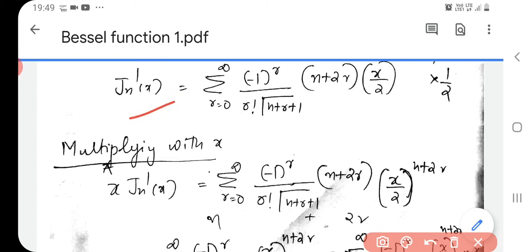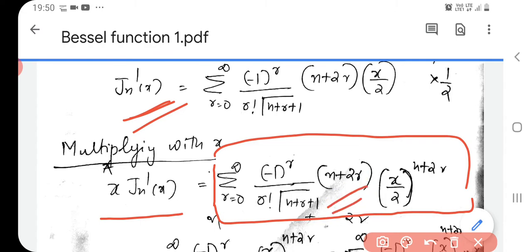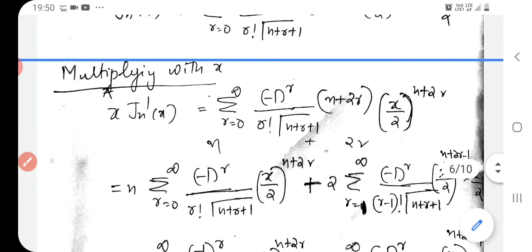Now if I am taking x Jn prime of x, then you will be getting this: sigma r equals 0 to infinity, minus 1 to the power r over r factorial gamma n plus r plus 1, n plus 2r, x by 2 to the power n plus 2r.